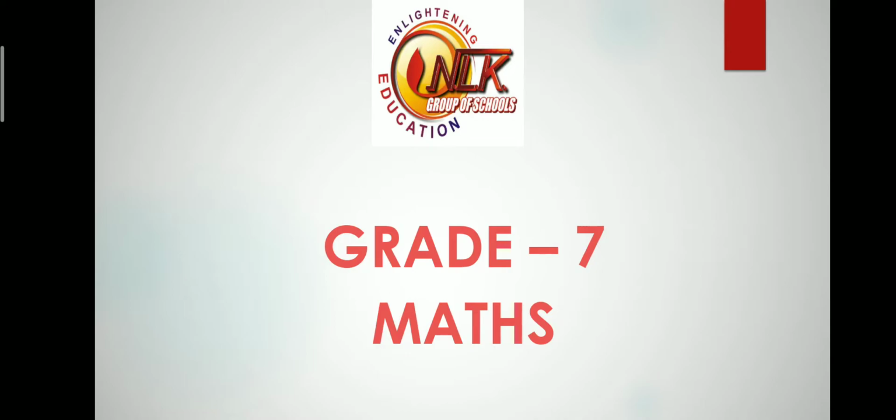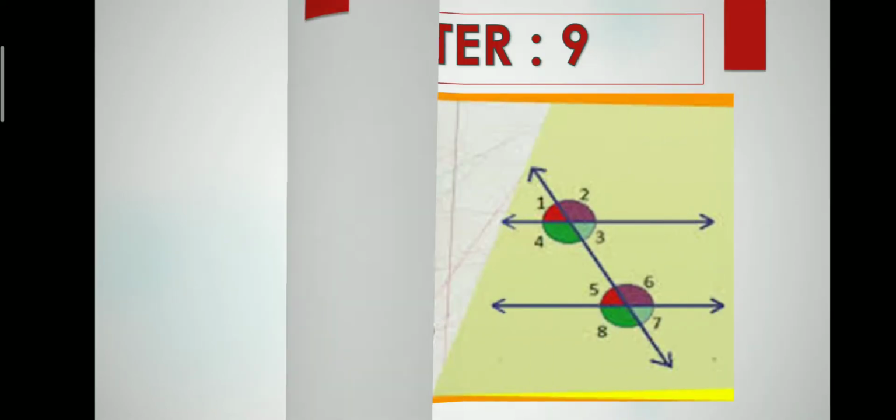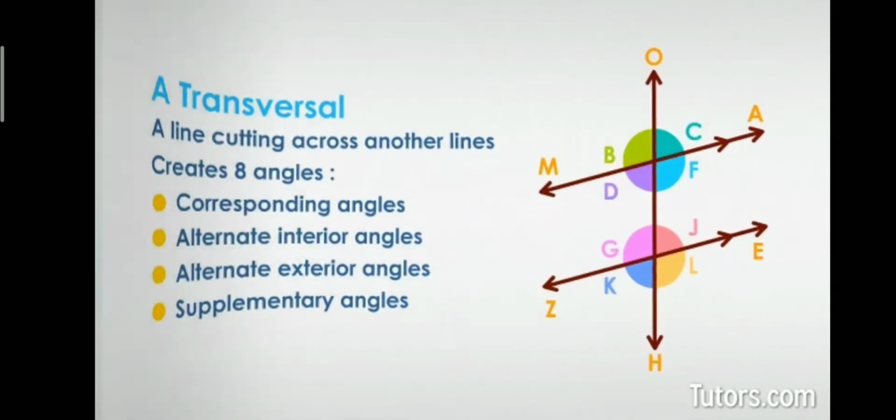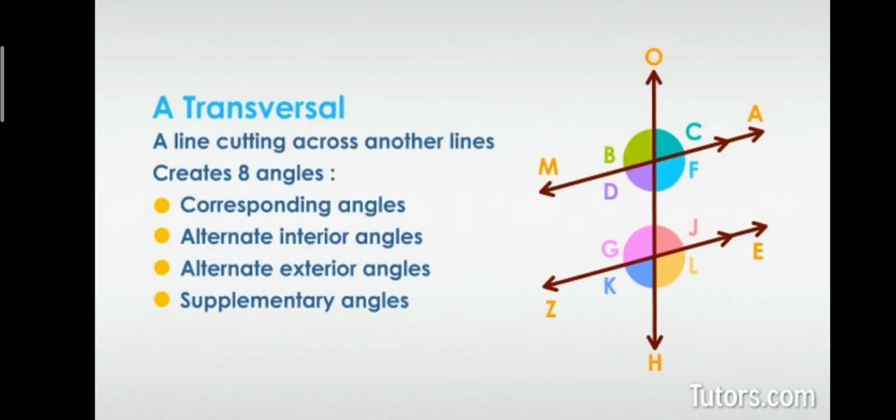Today, we are going to learn the remaining part of chapter 9, Lines and Angles. In my previous video, I taught you about some pairs of angles and their properties. Today, we are going to learn about a transversal line.